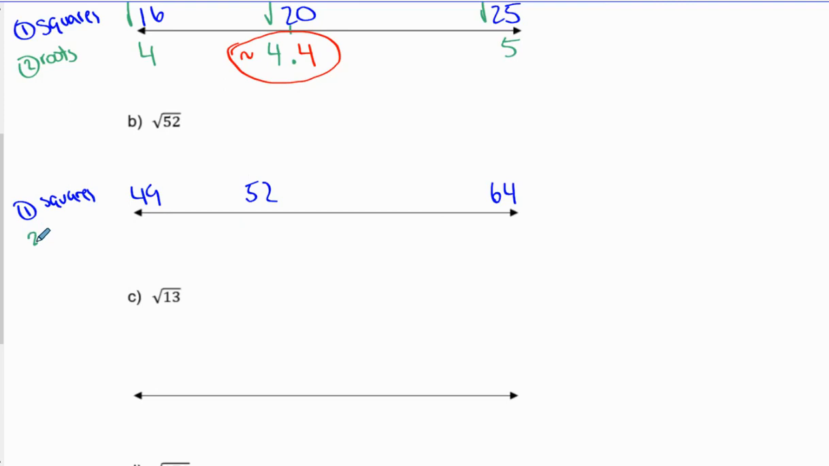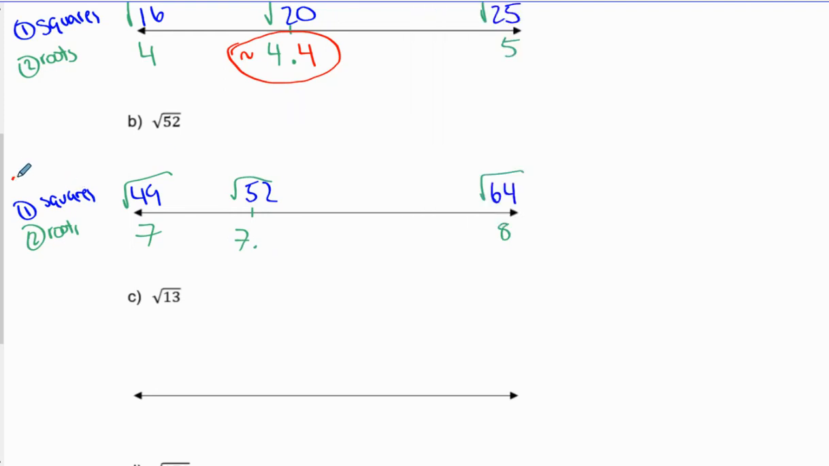Let's take a look at what my roots are. The square root of 49 is 7 and the square root of 64 is 8. So the square root of 52 is going to be somewhere in between 7 and 8, so it'll be 7 point something. Let's figure out what that decimal is.